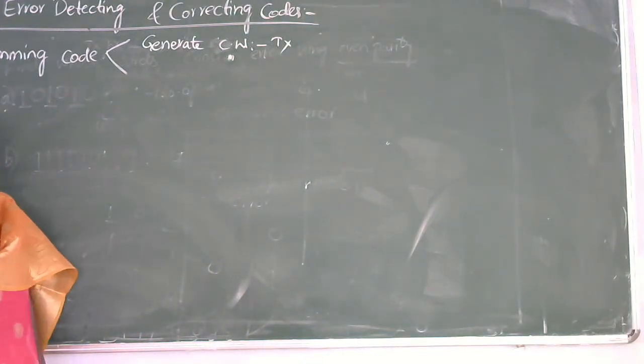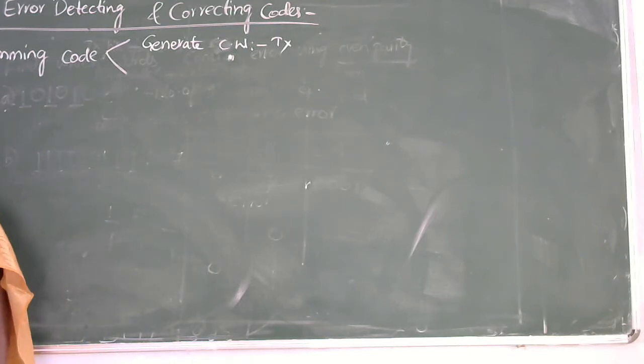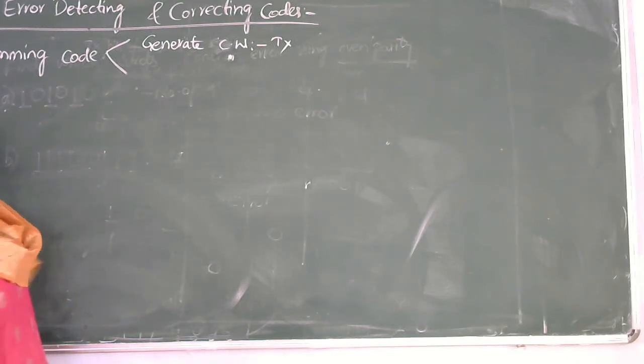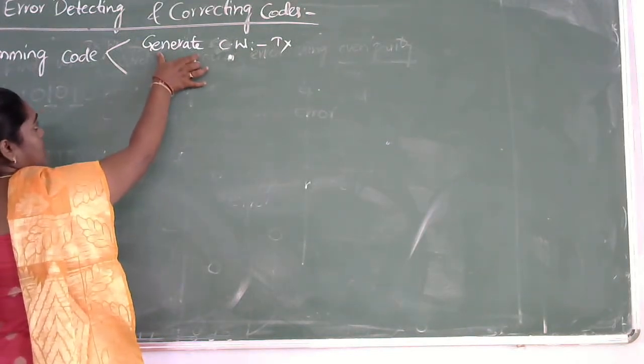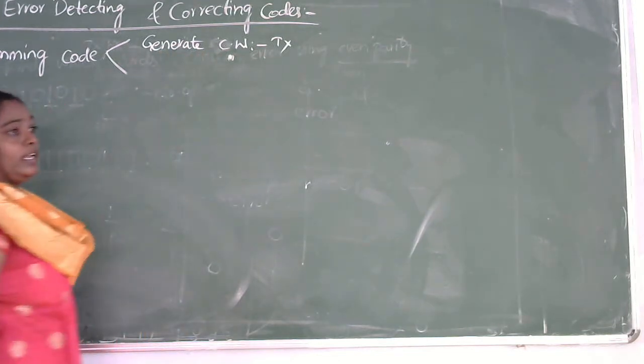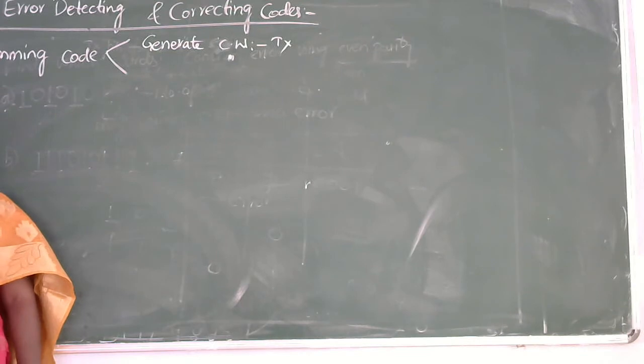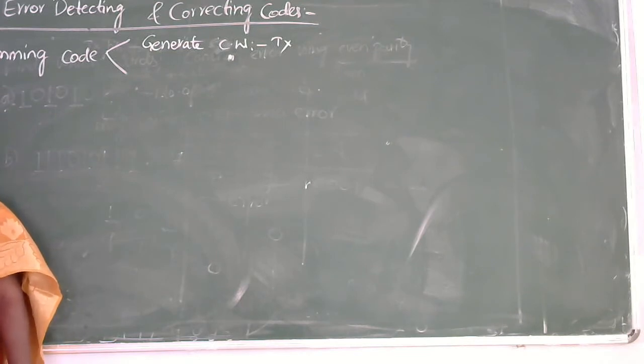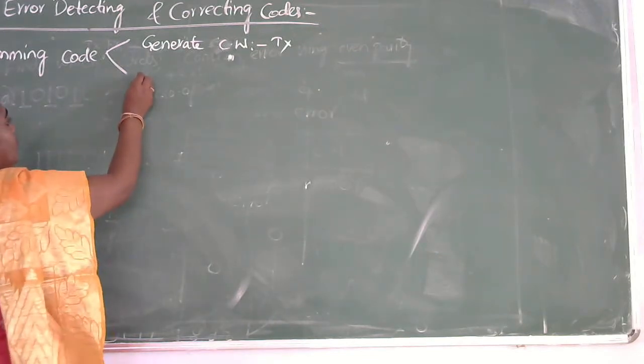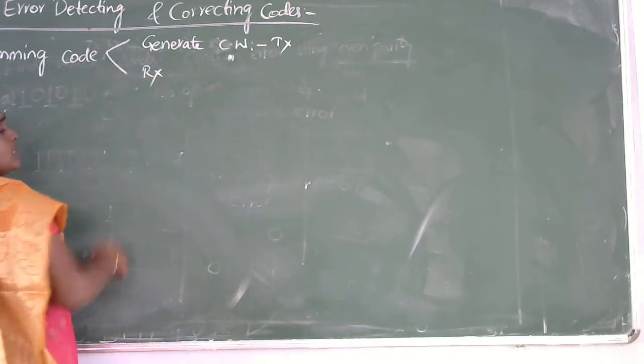And the second part is, after generating the code word, we transmit that code word to the receiver part, and from the receiver part we should be able to detect the error and then correct the error. So the first category is how to generate a code word. This generation of a code word is done at the transmitter side. Once we know how to generate a code word, the transmitted code word is sent towards the receiver side.